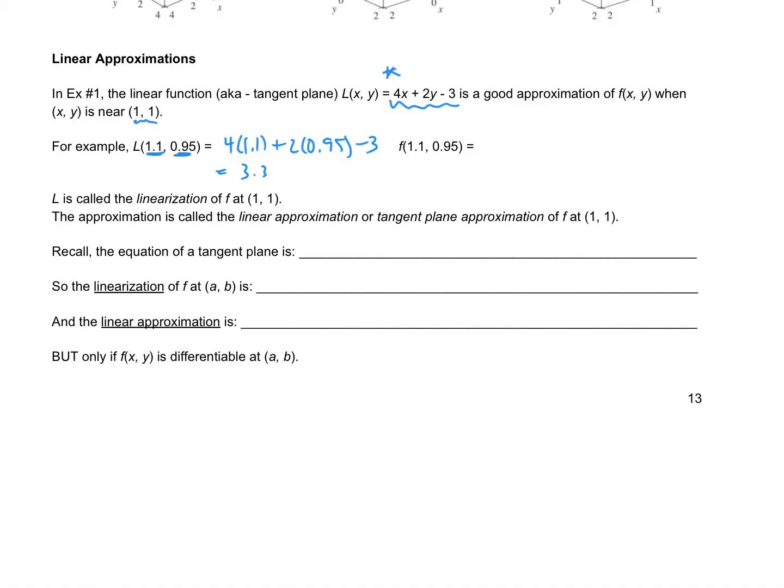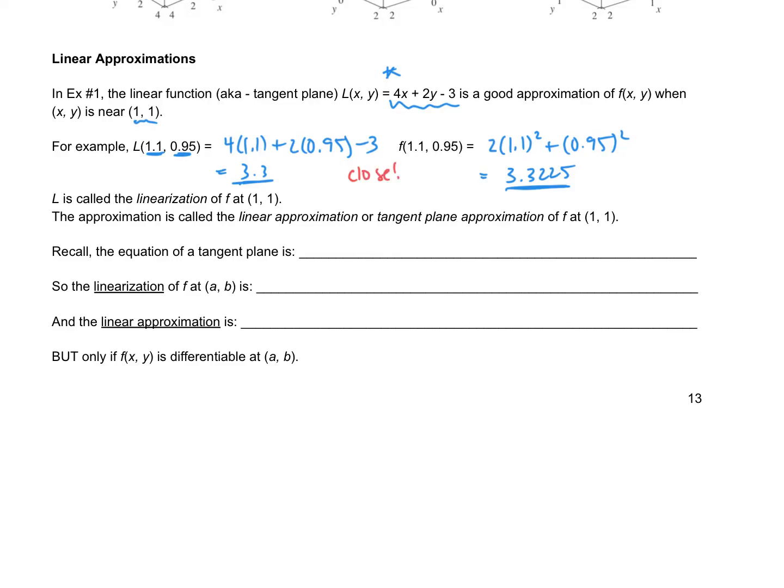Now, if I actually find the value of f at that point, so this was 2 times x squared plus y squared, I get 3.3225. So this value on the right is the actual true value of z at that point. The value on the left, our 3.3, is an approximation. And what I want us to notice is that these are super close.